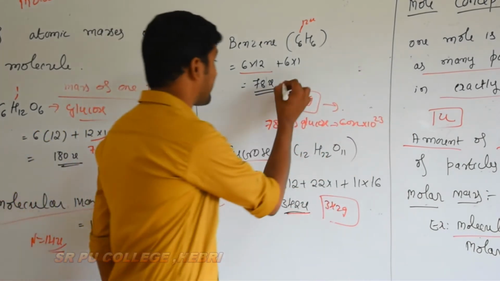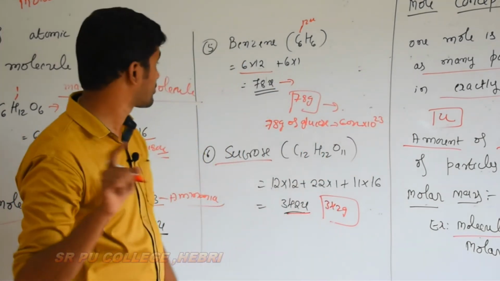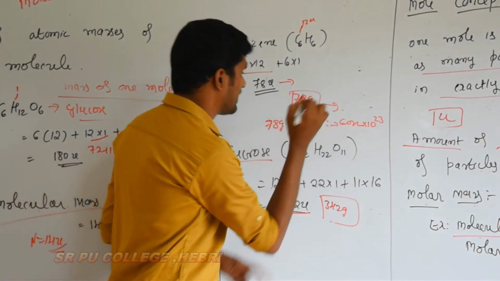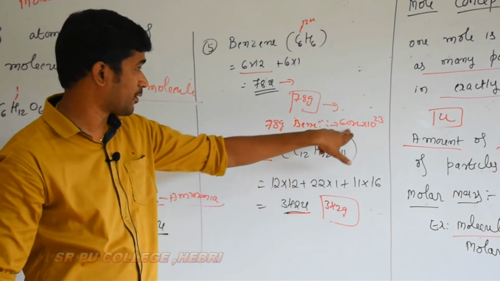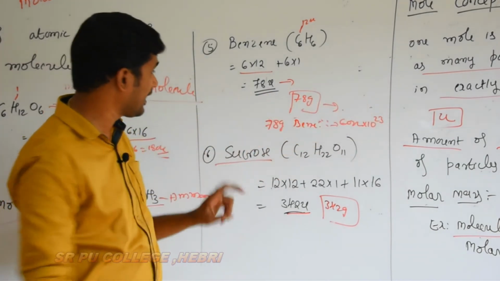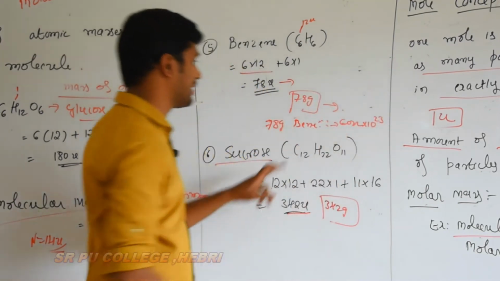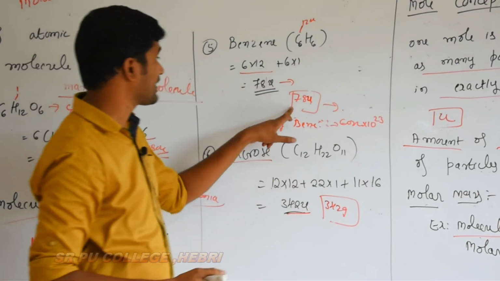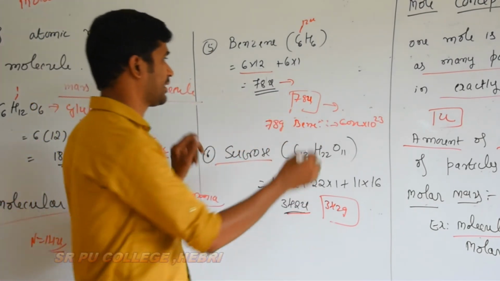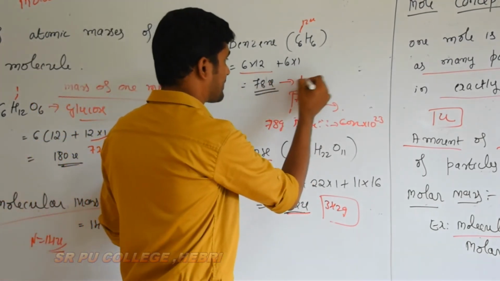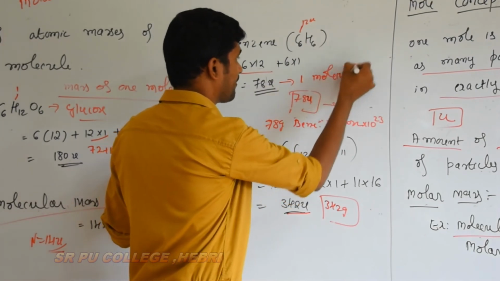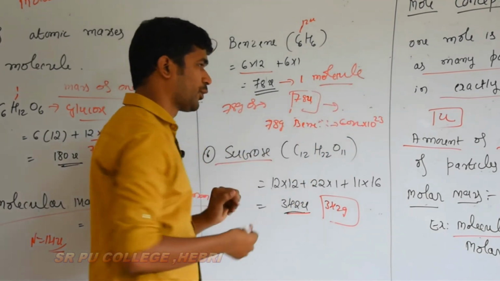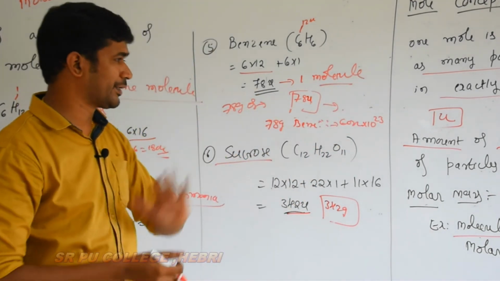But 78 gram of benzene, not glucose, has 6.022 into 10 to the power of 23 molecules of benzene. 78 unified mass of benzene has only 1 molecule of benzene. Understood? 78 unified mass means 1 molecule of benzene. 78 gram means 6.022 into 10 to the power of 23 molecules of benzene.